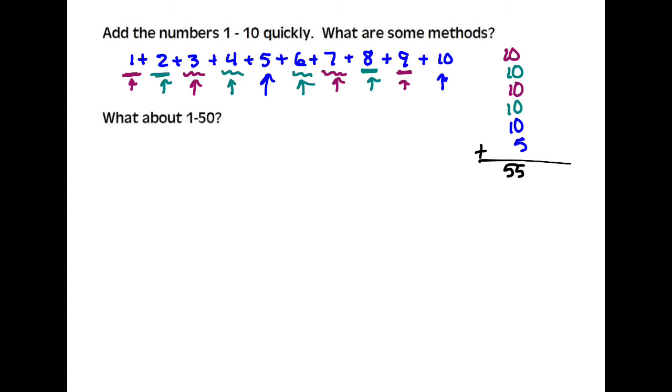Okay, what about 1 to 50? Could you do the same thing? Sure you could. Okay, so 1 plus 2 plus 3. Am I going to want to write 50 numbers? Maybe there's a shortcut that we could use. But what would they add up to this time? 10? Probably not, huh? So 46, 47, 48, 49, and 50.